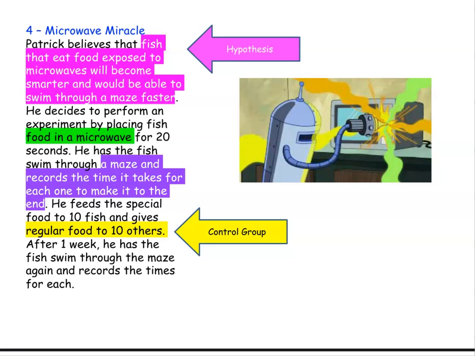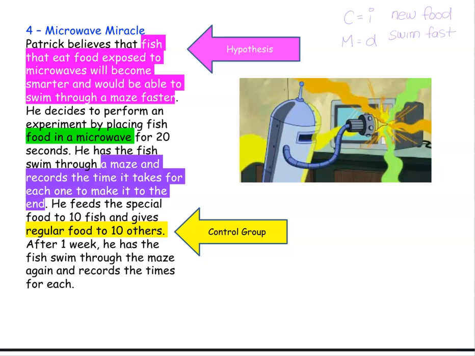And so you should ask yourself questions in scenarios like this. What am I going to change? So what's my independent variable? And that's going to be the new special food, the microwaved, the zip-zappity food. And what's going to be the thing I measure, which is going to be our dependent variable. And that's going to be whether the fish swim faster through the maze, which they'll make an inference that the fish are smarter.